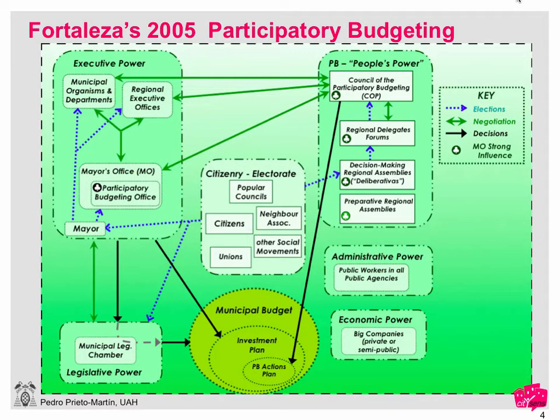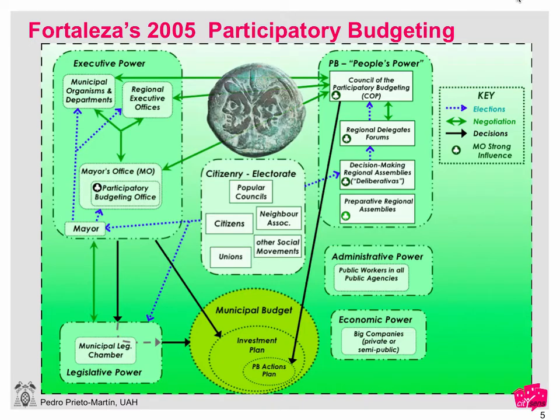We all kind of know about it. You have these preparatory assemblies, then there are these deliberative decision-making assemblies where delegates are chosen, who then choose the councillors, who then negotiate with the municipality, etc., etc. So the important thing is that I got confronted with something difficult to understand. This process had at least two phases.